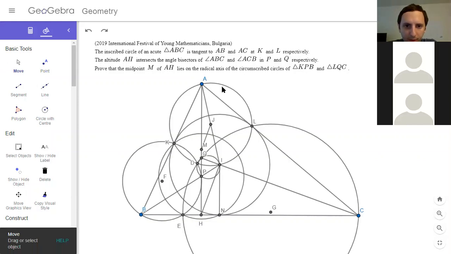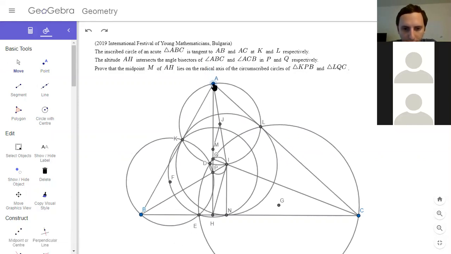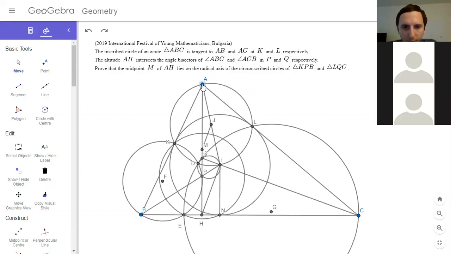Yeah, I'm trying to figure out how I use the final condition. So do I use the radical axis theorem? Like, how do I calculate the power of M with respect to those two circles?